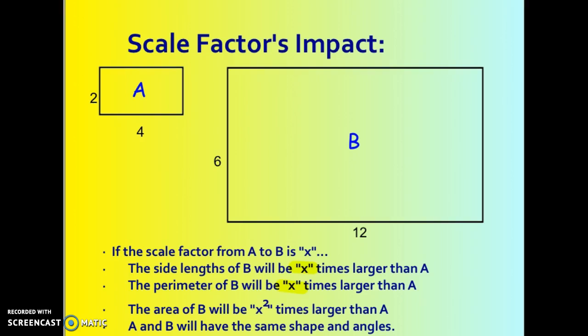The area of B will be x squared times larger than the area of A. So in that example, it would be 5 squared, or 25 times larger. And lastly, A and B, if they're similar shapes, they're always going to have the same shape and the same angles. So this summarizes, and these are kind of cool facts that might have surprised you, and they are always going to be true.